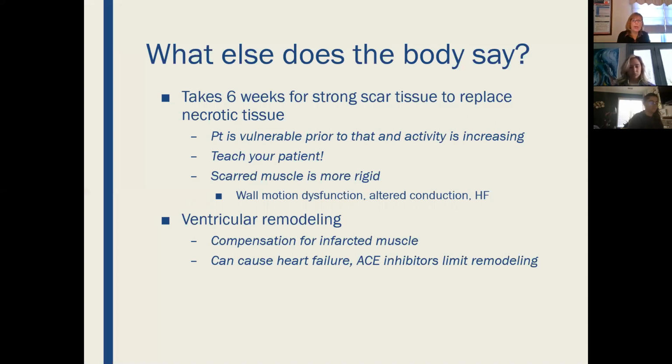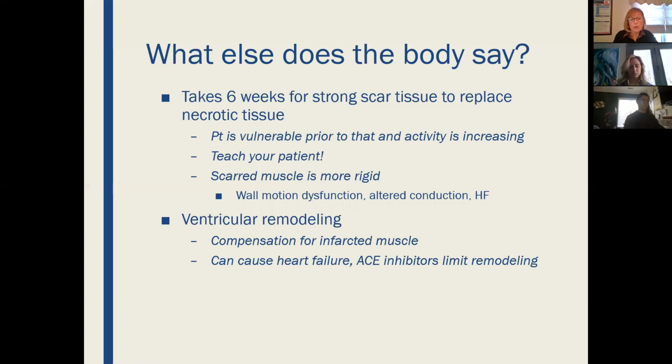What could be happening is you can get ventricular remodeling. This is how the heart tries to compensate. It's like a, I don't know, a three-legged table. You know, it's trying to maintain its balance, but without one leg, it's going to tip. And the heart muscle's the same way. If they have ventricular remodeling that is not controlled with medication, they can have heart failure.